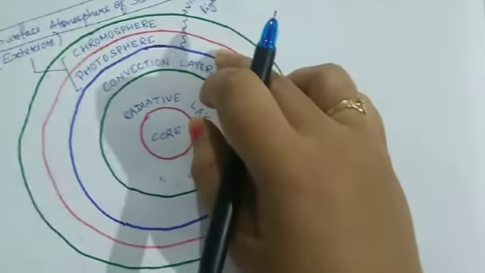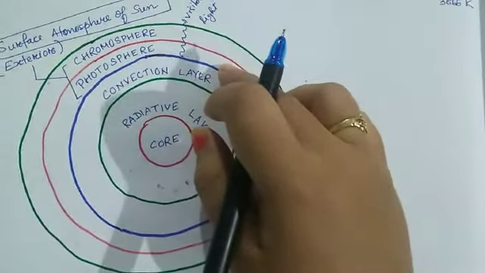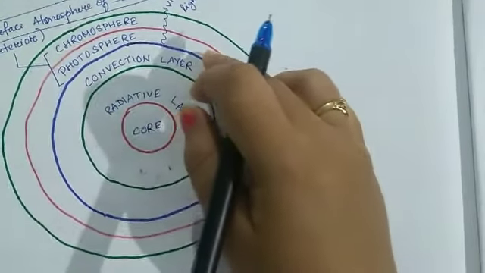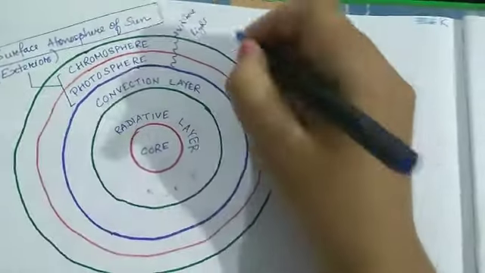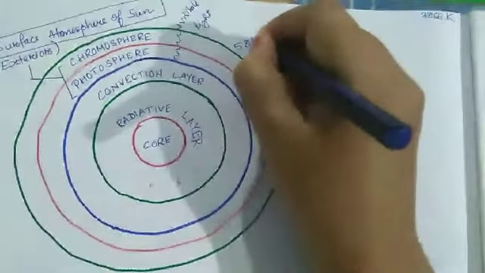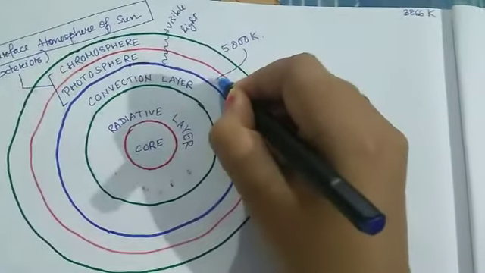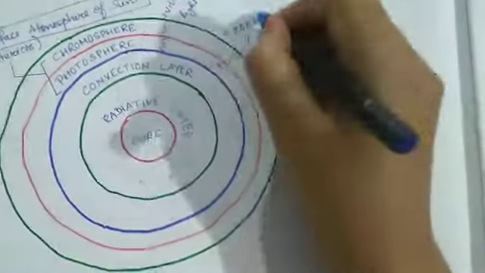Now in the photosphere there are some interesting things happening. I mentioned that the surface temperature is around 5800 Kelvin. So whenever I say this is the temperature of the photosphere, remember that.